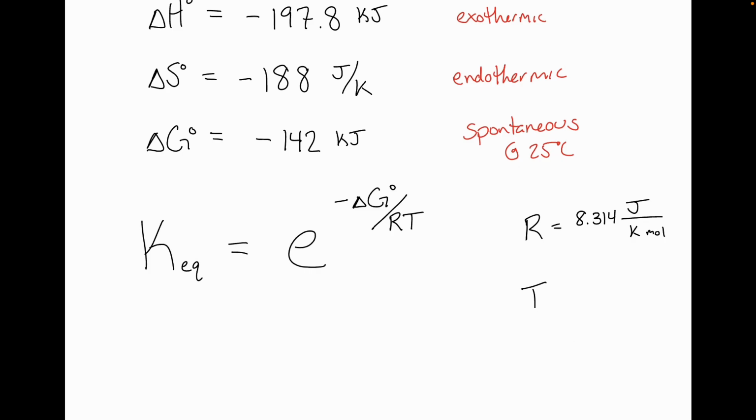Let's just think real quick what our temperature is in this equation. That's delta G naught, right? So what temperature am I at when I'm talking about delta G naught? 25 degrees Celsius. All right, so converted to Kelvin, that's 298.